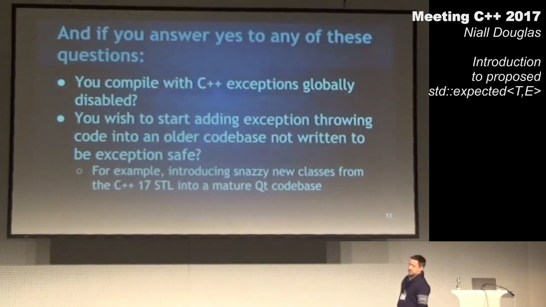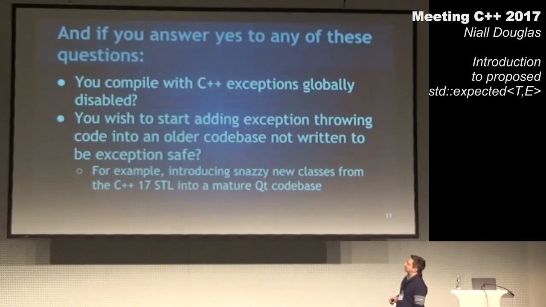Of course, if you're in a games environment or a high-frequency trading environment, you almost certainly have C++ exceptions off anyway. And if you do, and you want to handle failure, expected is an excellent place to start looking. And finally, the most interesting one, of course, is that if you are adding exception-throwing code into an older code base, which is not written to be exception-safe, expected is a really, really snazzy tool.